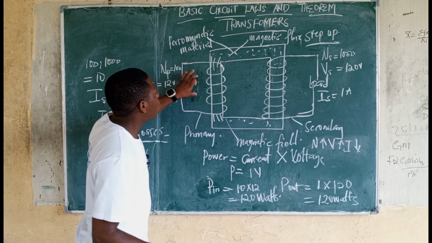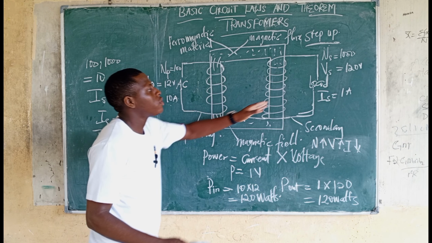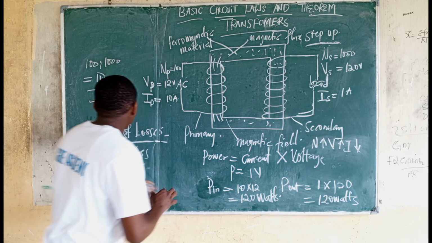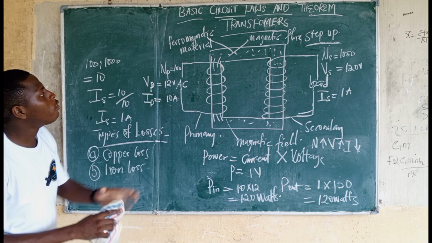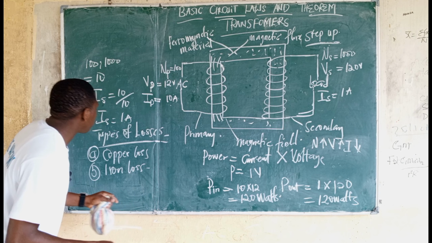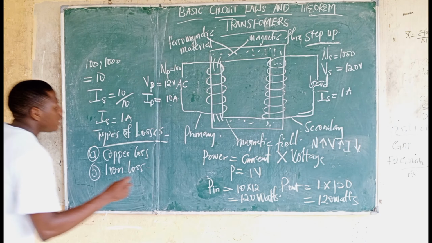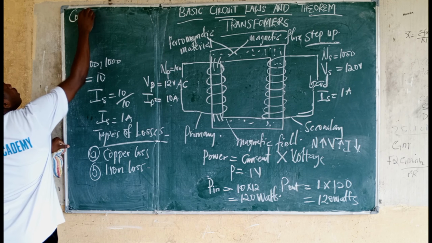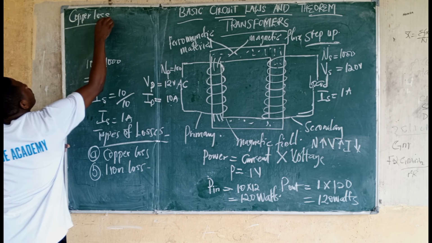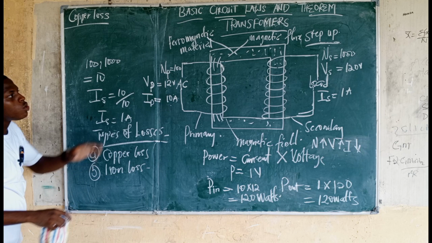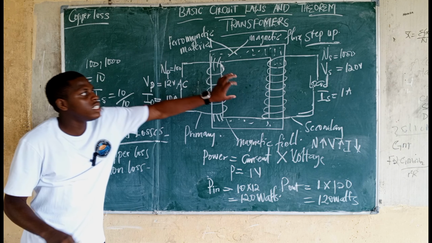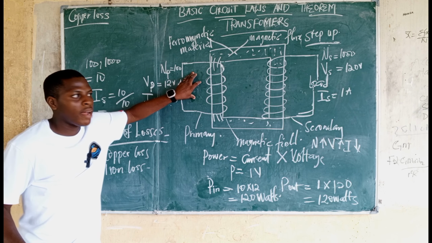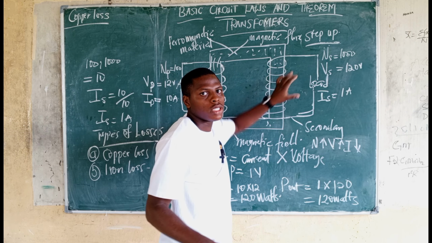So you are talking about the copper loss in your primary, and you are talking about the copper loss in your secondary. So for you to get the copper loss for this transformer, the copper loss is simply denoted with this equation. Now if you are asked to calculate for your copper loss in this transformer, what you do is calculate for this loss in your primary and also calculate for the loss in your secondary.